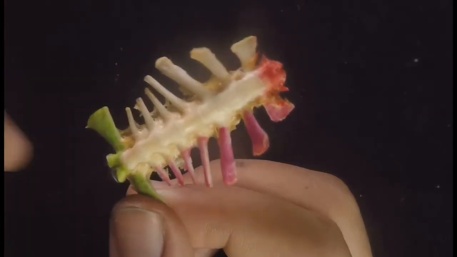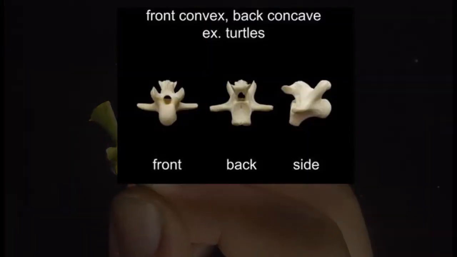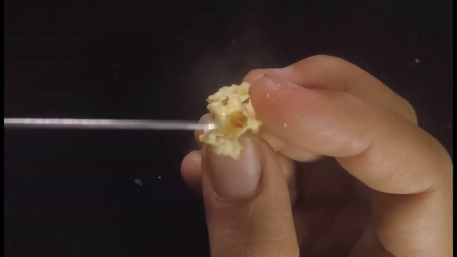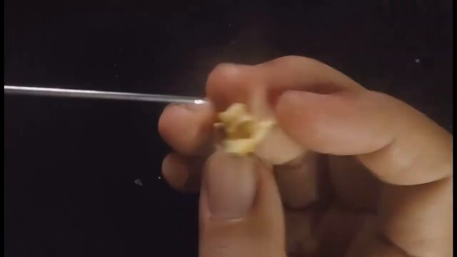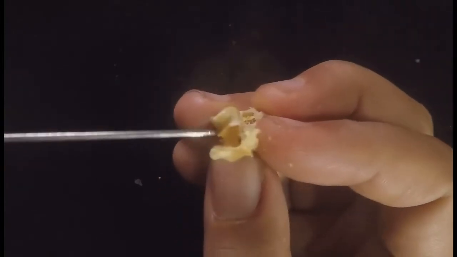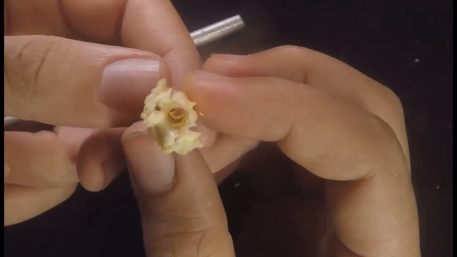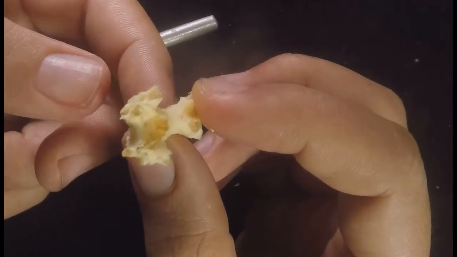And the exact opposite of that, in which the cranial end of your centrum is convex and the posterior or the caudal region is concave, that would be opisthocoelous. Let's have a look at your bird vertebrae. It's not round, it's actually saddle-shaped on both ends. Posterior end as well, saddle-shaped. This type of centrum is called heterocoelous, and this is why bird necks are really, really flexible.